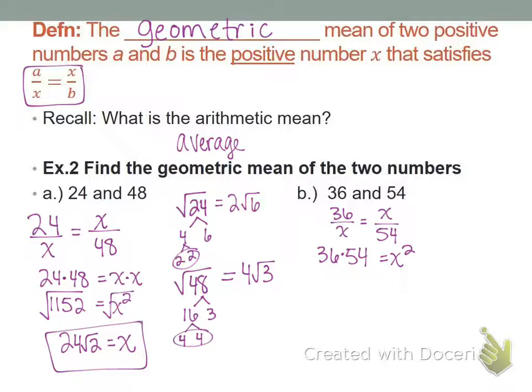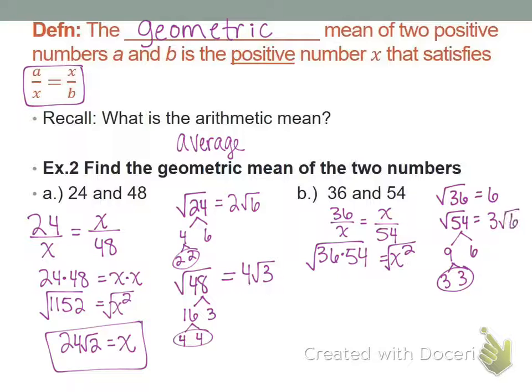To simplify it, what do I need to do to both sides? Take the square root. The square root of 36 is easy because it's 6. The square root of 54, did anybody simplify that one? Ooh. What did we get? Let's just break it down together. What would we break it into? Okay. 9 will give us a pair of 3s. Will 6 give us any pairs? Nope. So this is 3 root 6. Are you good with that?